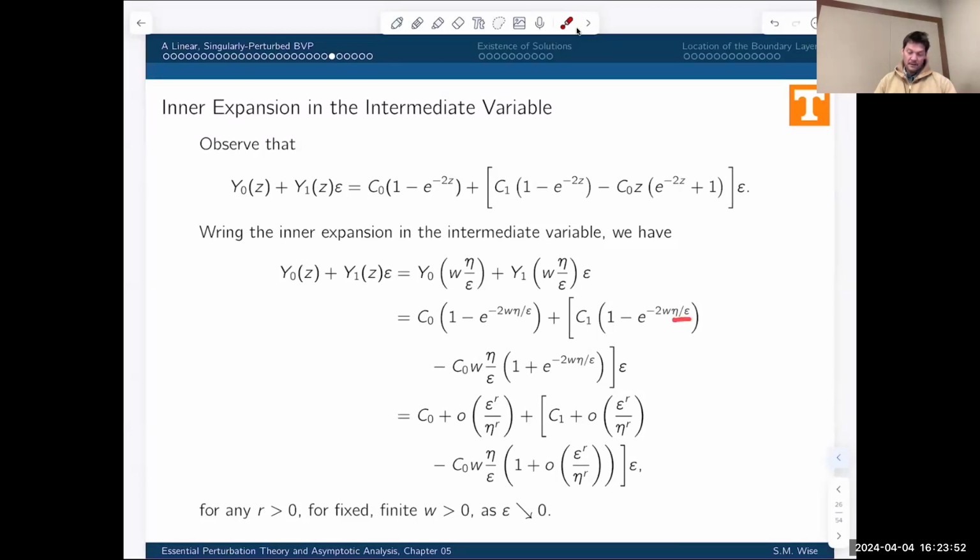What do I know about that? Well, I know that eta goes to 0 as epsilon goes to 0. Of course, epsilon goes to 0 as epsilon goes to 0. But what about this term, eta over epsilon? What does that do as epsilon goes to 0? Epsilon is going to 0 much faster than eta. So this is going to actually blow up, right? So this goes to infinity as epsilon goes to 0. Well, what's the import of that? That means that this is going to be a transcendentally small term. Same with this, same with that.